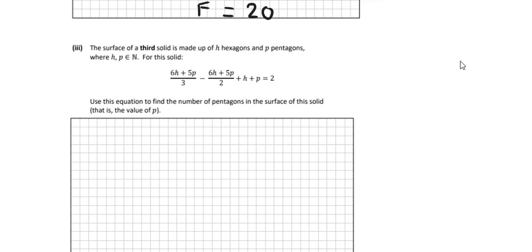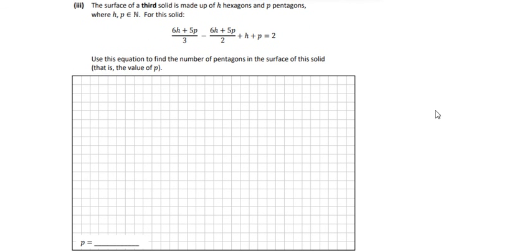Right, the surface area. Oh, yeah, so this is one of the harder questions again. So the surface area of a third solid is made up of H pentagons and H hexagons and P pentagons, where H and P are natural numbers. So it gives us this big equation. So use this equation to find the number of pentagons in the surface of this solid. So I've seen this question just before, and it's actually quite simple if you don't overcomplicate it. What most people do, because it has H and it has P in it, people get confused, and it has two different variables, so they're not really sure how to do it.